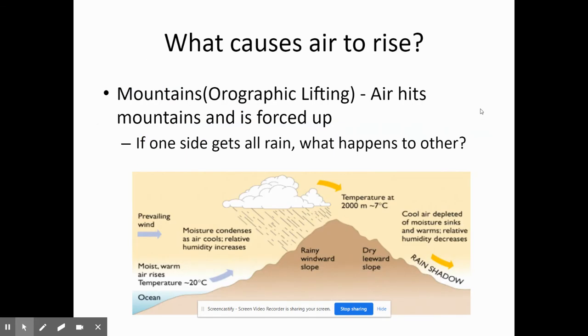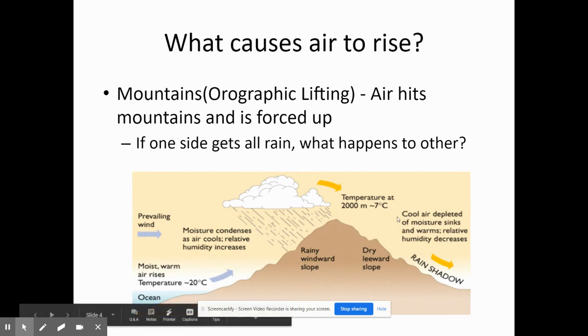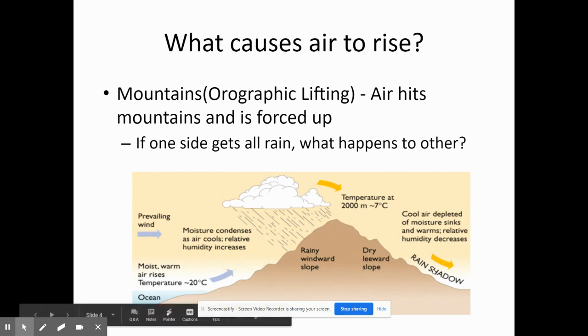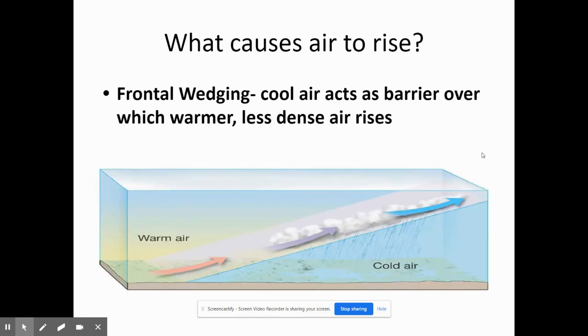What causes air to rise? Mountains or orographic lifting. As air hits mountains, it's forced up. If one side gets all the rain, then what happens to the other side? The other side will be incredibly dry. This is the driest place on Earth. The Atacama Desert is dry for that reason, because the mountains are very high. All of the rain happens on one side of the mountain, and absolutely no moisture gets left off on the other side.